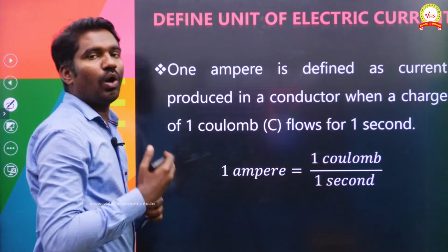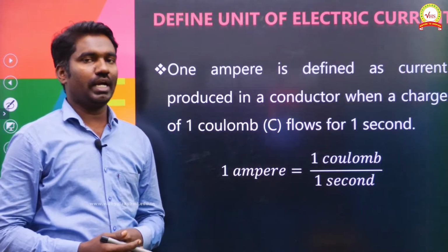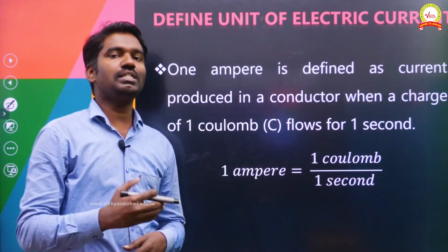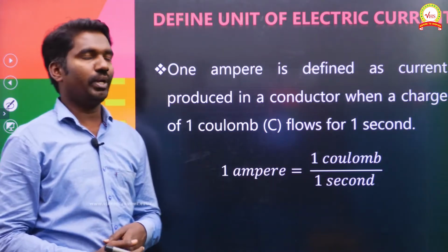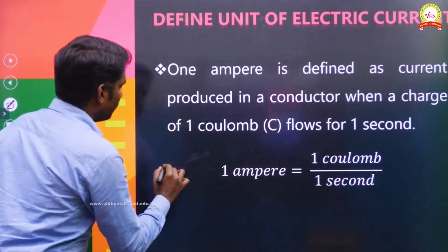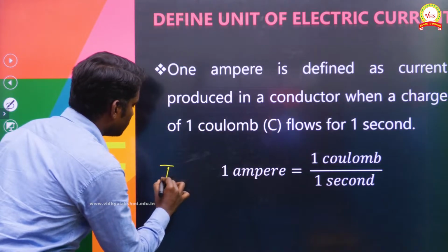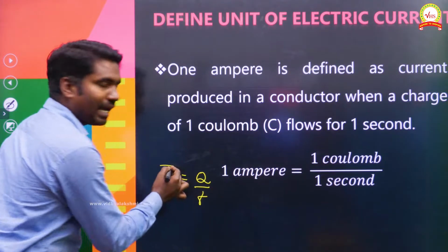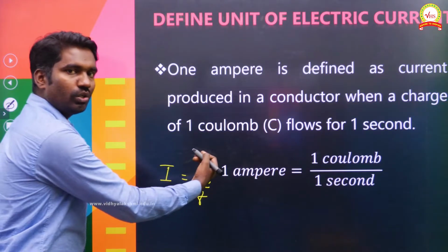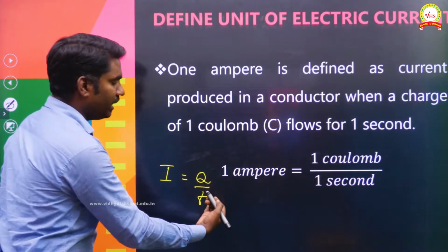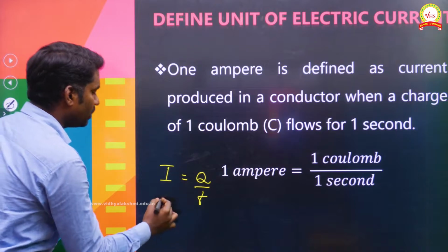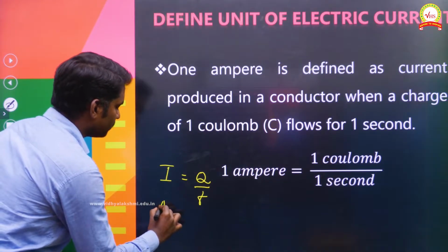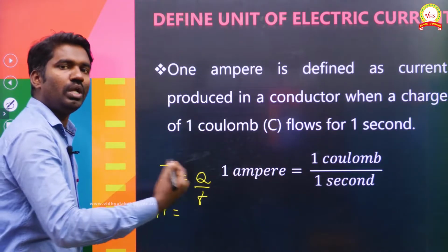And next, how can we define the unit of current? Already we said that the unit of current is ampere. So how can we define that? We are saying that I is equal to Q by T. Here I represents current, Q represents charge, and T represents time taken. So what is the unit of current over here? Ampere. So this is what we are going to define now.